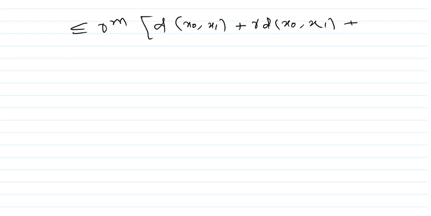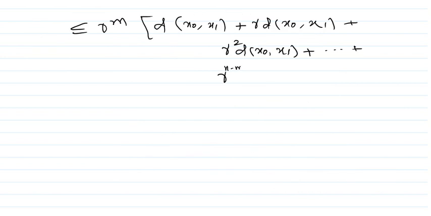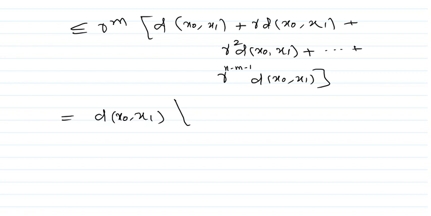Next page. Now this is less than or equal to r^m times the distance between x0 and x1, plus r times the distance between x0 and x1, plus the next term, the distance between x2 and x3, which is r^2 times the distance between x0 and x1, plus the last term, which is r^(n-m-1) times the distance between x0 and x1. So that's equal to the distance between x0 and x1, the common term, times r^m times (1 + r + r^2 + ... + r^(n-m-1)).